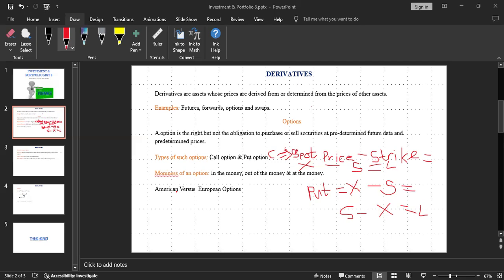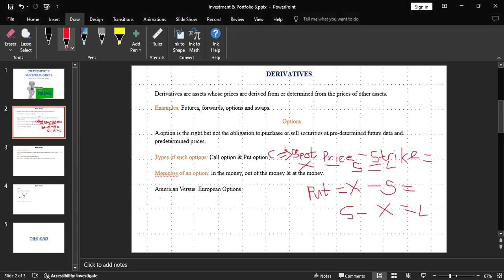An American option can be exercised before the agreed future date, or on the agreed date. I repeat, the American option can be exercised before and on the agreed date. But the European option is only exercised when the contract has matured on the future date that they agreed.